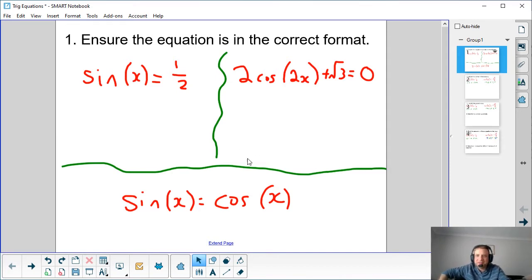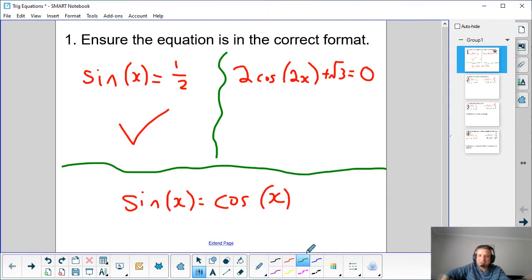The first step is making sure your equation is actually in the correct format, so it's ready to be solved. So we've got one here that is and two here that aren't. When an equation is ready to be solved, it's just got a sin or a cos or a tan x by itself, and then a number on the other side. So this is good. It's right to go because it's just got sin x by itself, and on the other side we've got a half.